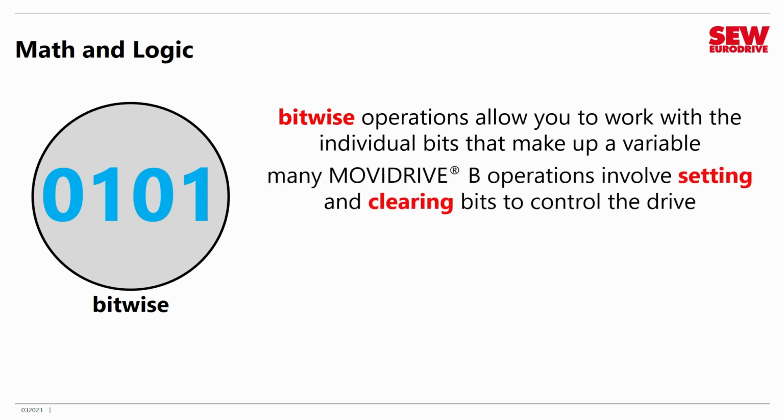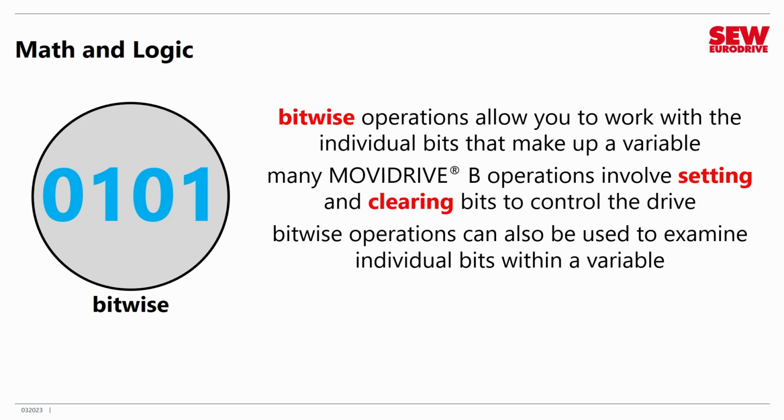Many Movi Drive B operations involve what's called setting and clearing bits to control the drive. Setting means changing a bit to a 1. Clearing means changing it to a 0. So by turning bits on and off, setting and clearing them, we make things happen, like make the drive start or stop.